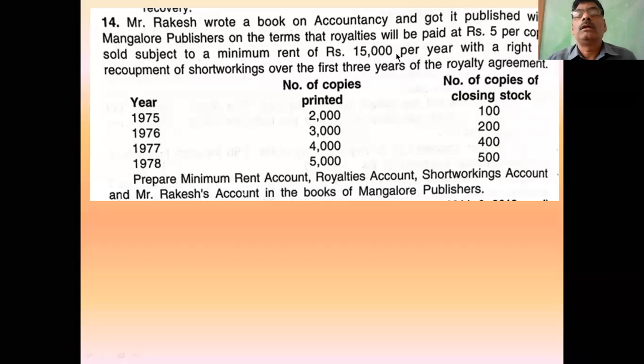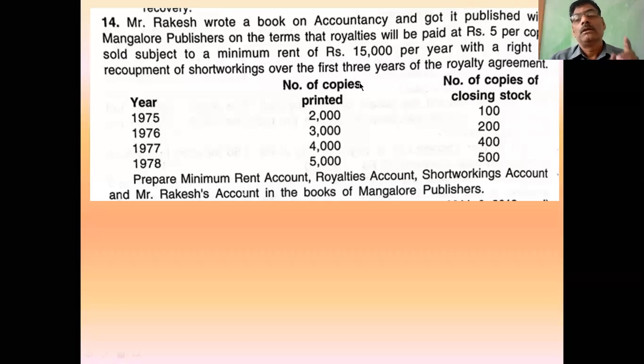And subject to the minimum rent of ₹15,000 per year with the right to recoupment of the short working over the first 3 years only. Recovery of short working is in the first 3 years only. First 3 years means fixed time. This is the problem based on fixed time. Many problems I solved were based on the floating period, next period. But this is the problem based on first 3 years.